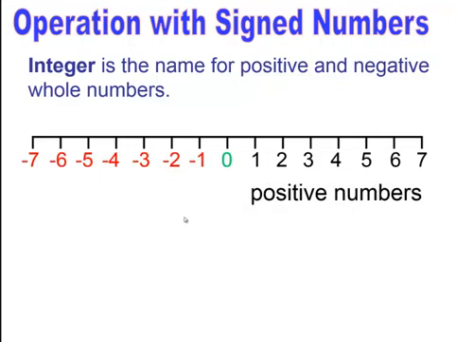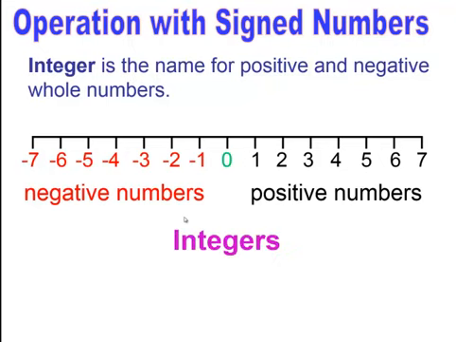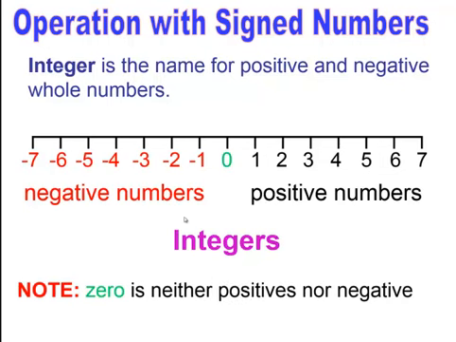Negative numbers are to the left of 0 on the number line, and you will see a sign in front of the number. You will see a negative sign, or sometimes it's simply a minus sign. But negative and minus are the same thing. And this is my set of integers. So my set of integers consists of positive and negative numbers. A key note here is 0 is neither a positive nor a negative number.